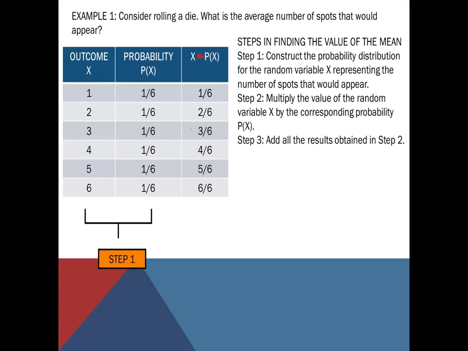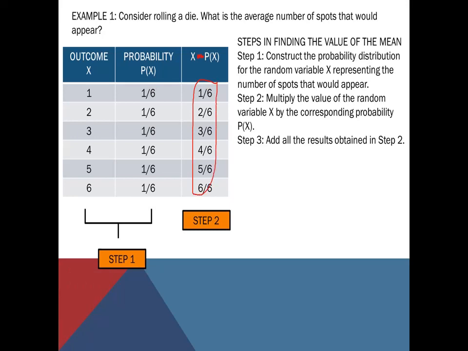gi simplify because later ang last mong good nga step kay i-add nato sila tanan, and it is easier to add all of them if they are similar fractions, right? Kung parehas sila tanan og denominator. So 3 times 1/6 is 3/6, then so on and so forth. I-times lang na nimo sila tanan. So that is our step 2. Now, again, atong step 3 is add all the results obtained in step 2. So, we're going to add all of this.